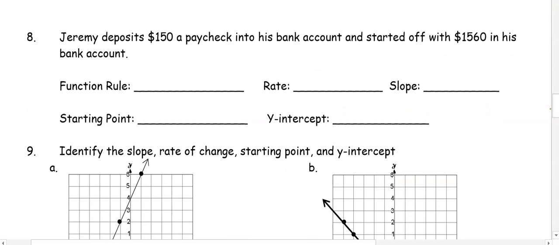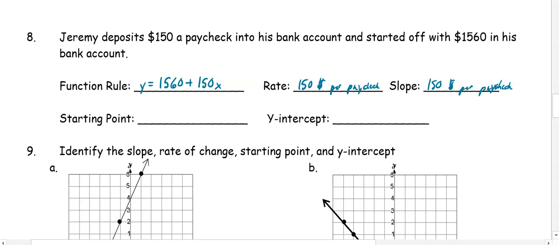In number 8, Jeremy deposits $150 a paycheck into his bank account that started off with $1,560 in his bank account. So in our function rule here, we're going to have y equals, he starts with $1,560 plus he's adding 150 per paycheck. So our rate here is going to be $150 per paycheck, which is also going to be our slope.